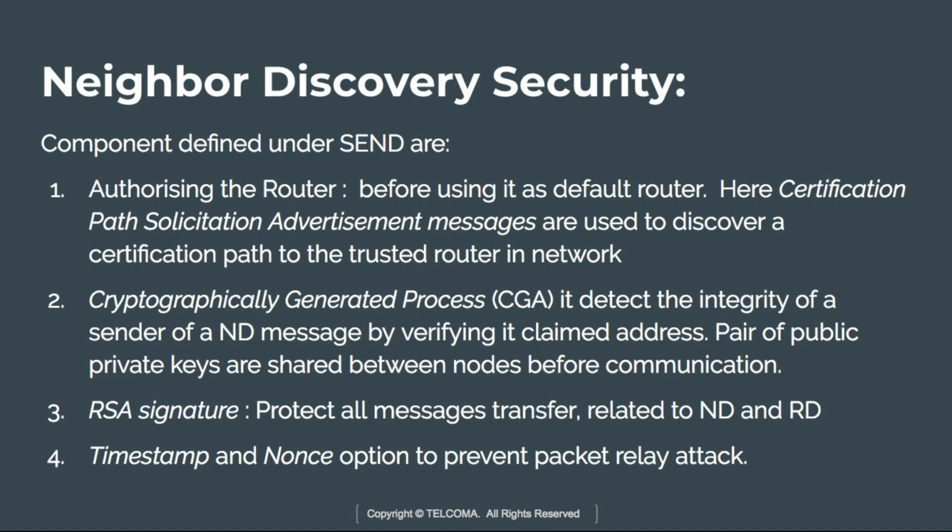The RSA signature is used to protect messages related to neighbor discovery as well as router discovery. Next are the timestamp and nonce options. These are used to prevent packet replay attacks. SEND does not cover the protection of addresses configured as static addresses or through IPv6 stateless address autoconfiguration. It only covers addresses configured by the stateful address autoconfiguration. So this is all about the redirect message as well as neighbor discovery security. Thank you.